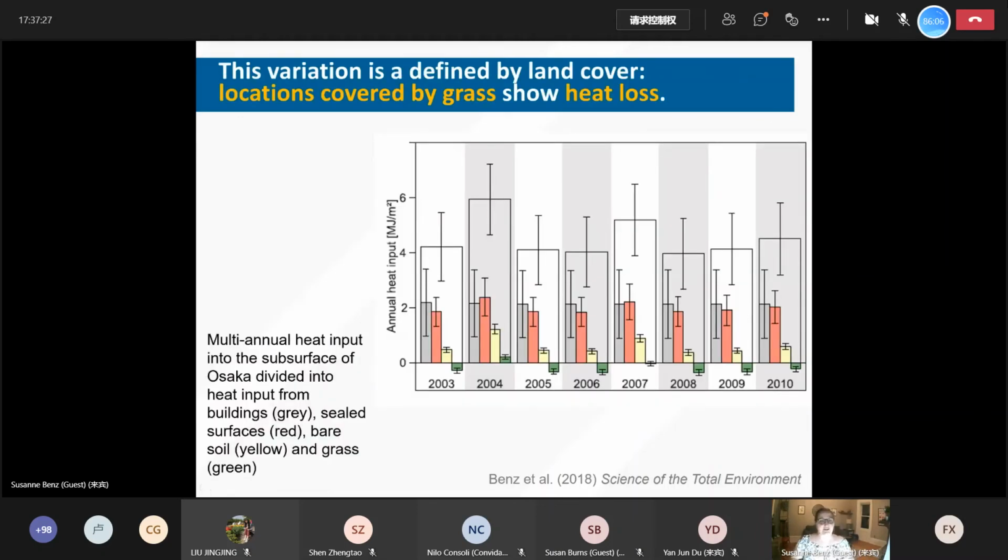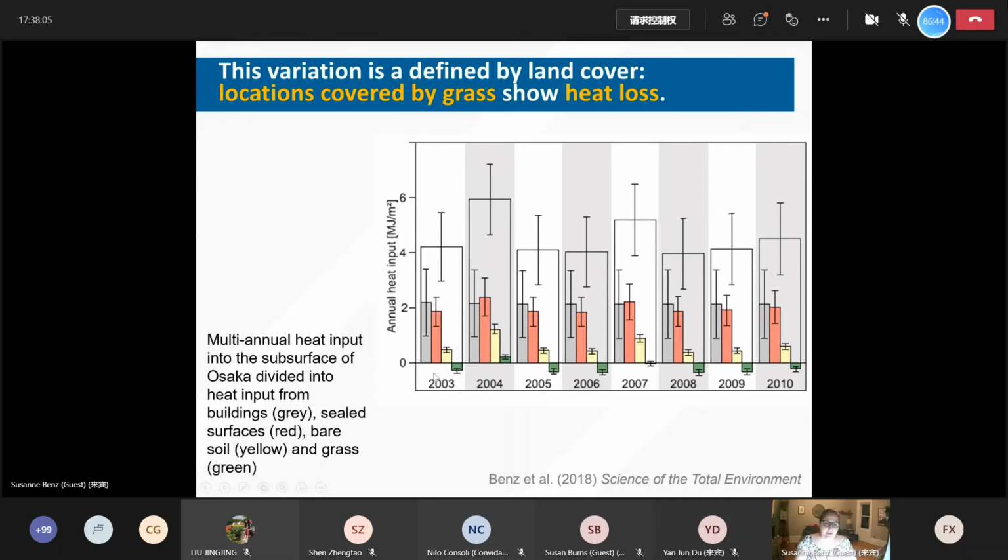I'm now switching countries and looking at a study in Osaka, Japan, because we didn't separate the different land cover classes in the previous study. But what you're seeing here is, for multiple years, just comparing buildings, the input from asphalt covered surfaces, the input from bare soil surfaces, and the input from grass surfaces. And you will notice that areas that are covered by grass have a negative heat input, which basically means locations covered by grass show a heat loss. So here the subsurface is losing heat to the surface.